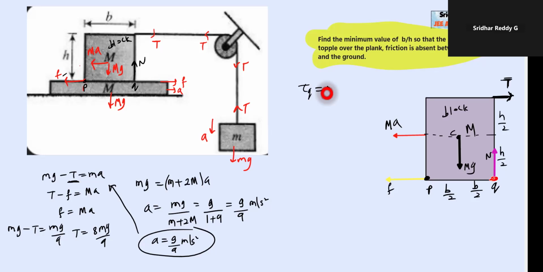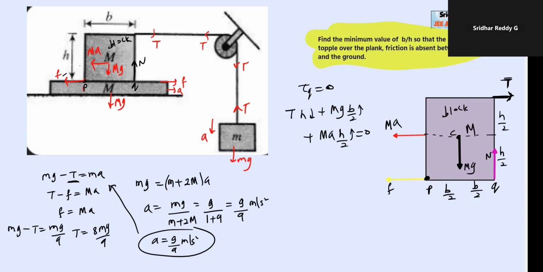Who all will set up the torque about Q? About Q we'll discuss. Torque due to friction will be 0. Torque due to pseudo force, torque due to mg, and torque due to tension will come. Torque due to normal contact also will be 0 because it will intersect the axis of rotation. So the net torque about Q will be due to tension T into h clockwise, due to mg b by 2 anti-clockwise, due to pseudo force ma into h by 2 anti-clockwise.